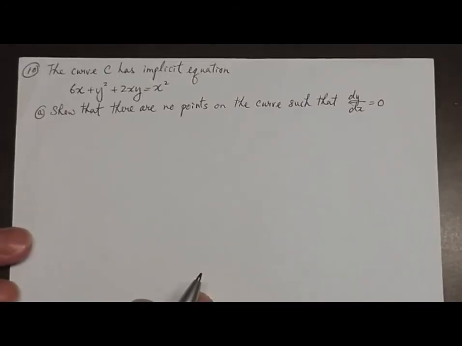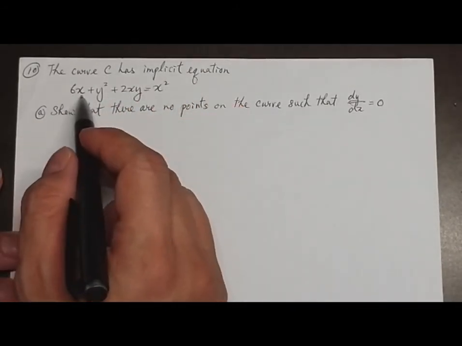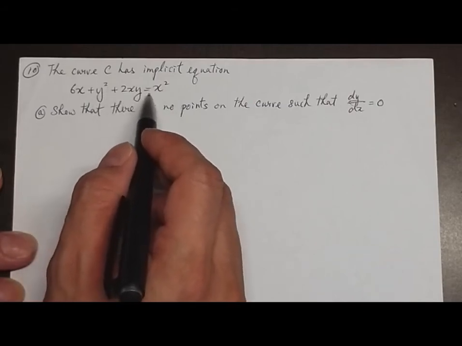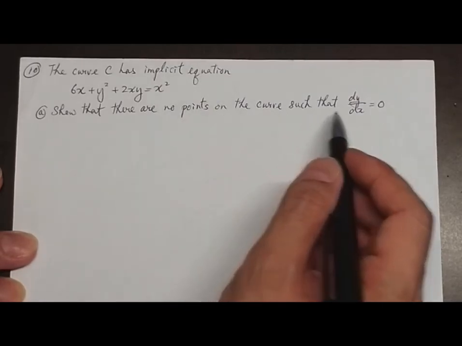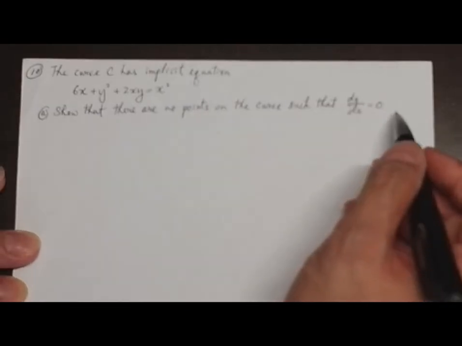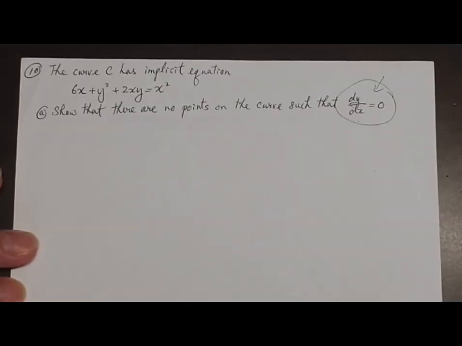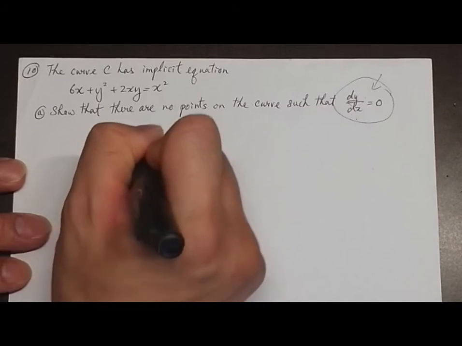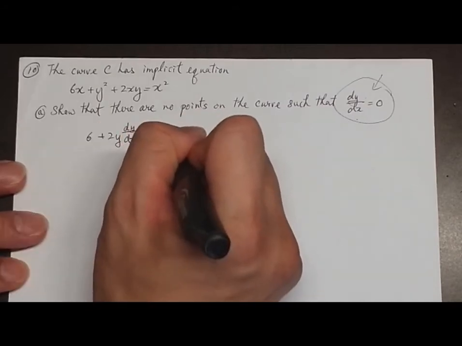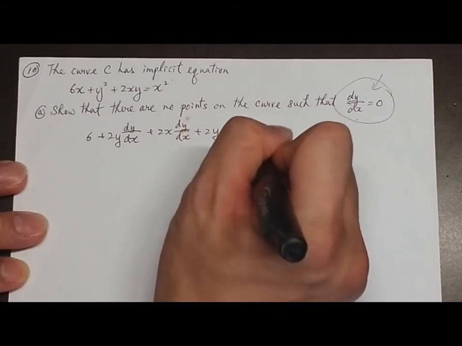Question 10 is a challenge question. The curve C has implicit equation 6x plus y squared plus 2xy equal to x squared. We have to show that there are no points on the curve such that dy by dx is equal to 0. That means we have to show dy by dx can never be 0. So we differentiate this equation implicitly. We got 6 plus 2y dy by dx plus 2x dy by dx plus 2y equal to 2x.